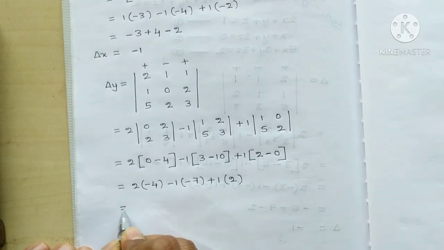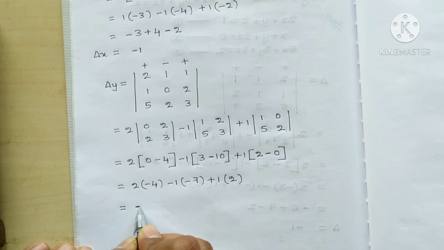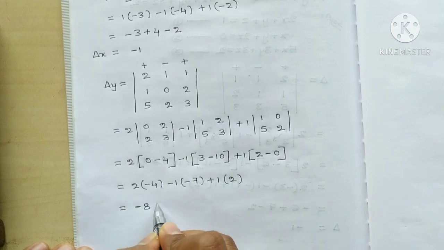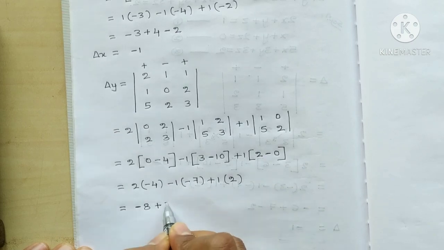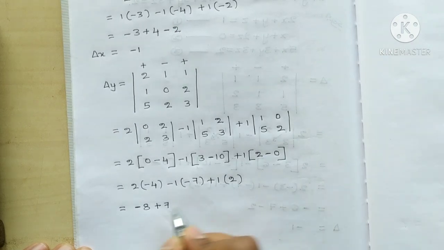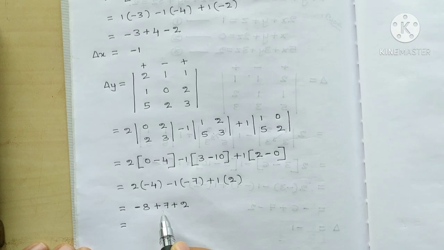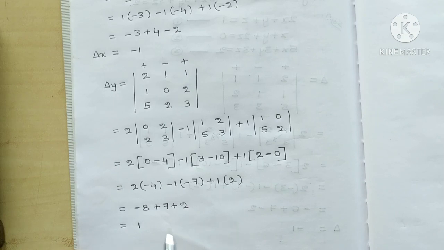Next, which is equals to plus into minus is minus, 2 into 4 is 8. Minus into minus is plus, 1 into 7 is 7. Plus into plus is plus, 1 into 2 is 2. So which is equals to minus 8 plus 7 is minus 1. Minus 1 plus 2 is how much here? Plus 1. So this is the value of what here? Delta y.